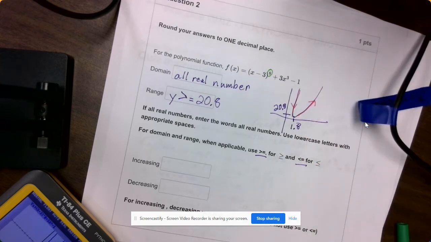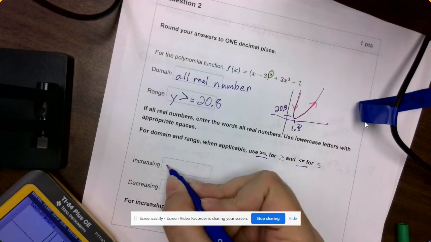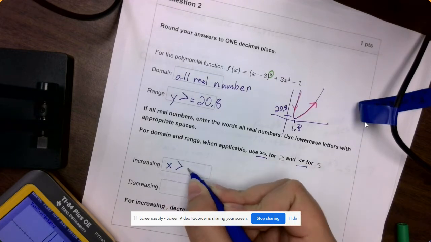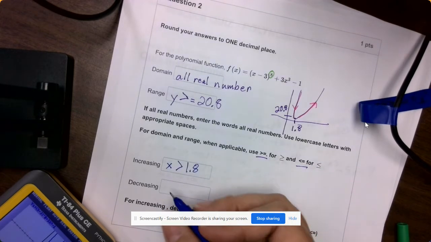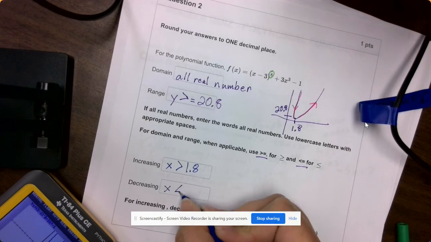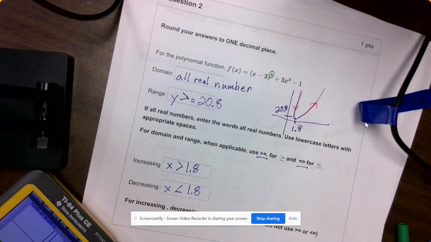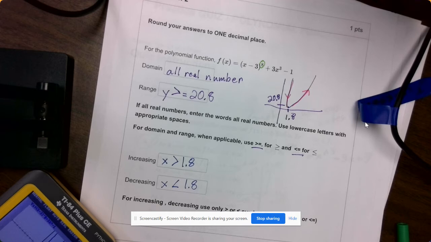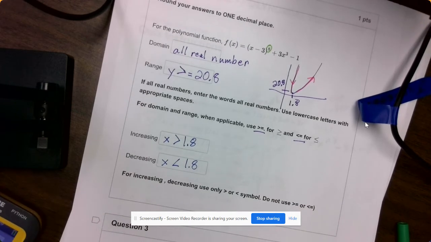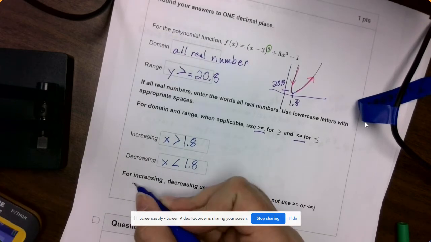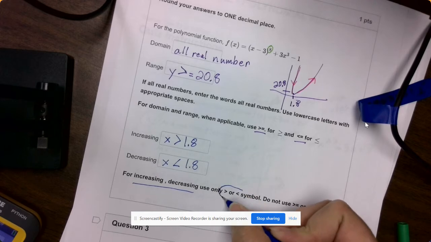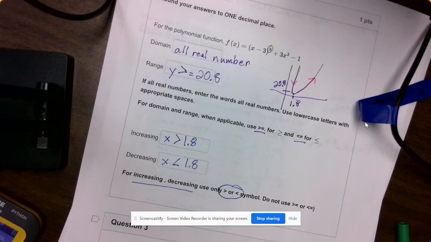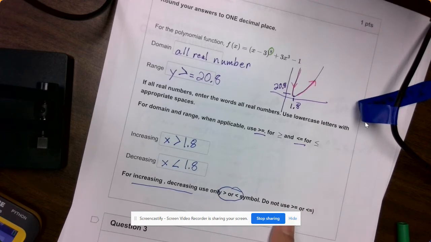So increasing, x is going to be more than 1.8. Decreasing, x is going to be less than 1.8. So notice for increasing, decreasing, only use more than or less than symbols. Do not use more than or equal to or less than or equal to. So make sure everybody are reading directions on these.